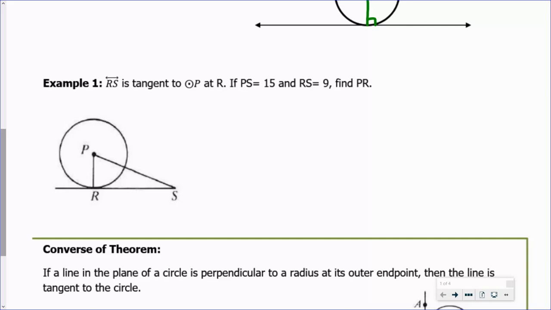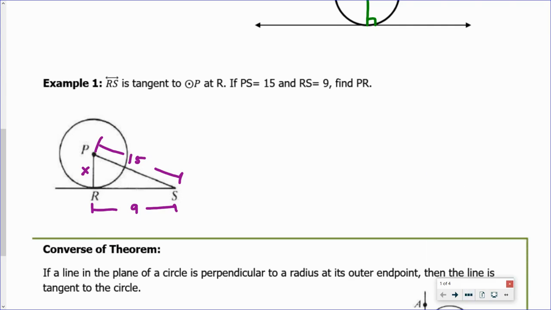Example number one tells us that line RS is tangent to circle P at point R. It says if PS is equal to 15 and RS is equal to 9, then find PR. The first thing we'll do here is label the diagram with the given information. So we know that PS is equal to 15 units, RS is equal to 9 units, and we're interested in determining PR, which I'm going to call x.